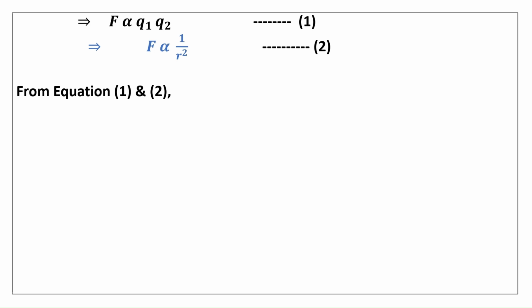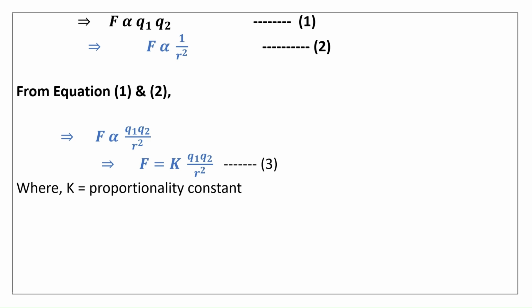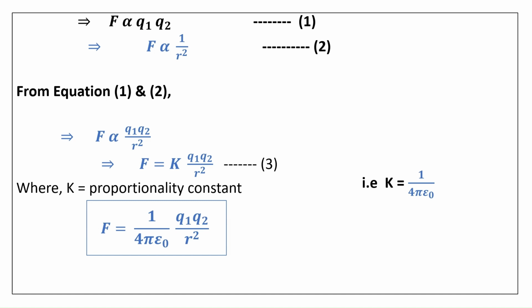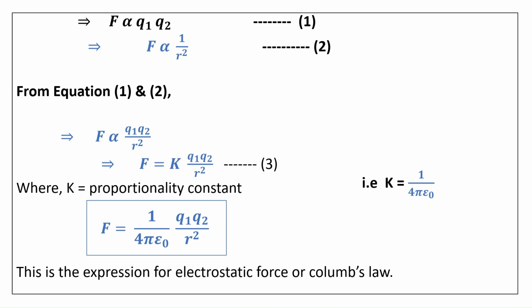From equations 1 and 2, F is proportional to Q1 Q2 by R square. After removing the proportionality, we get F is equal to K into Q1 Q2 by R square, equation 3, where K is the proportionality constant, that is K is equal to 1 by 4 pi epsilon naught. On substituting K in equation 3, we get F is equal to 1 by 4 pi epsilon naught into Q1 Q2 by R square. This is the expression for electrostatic force, or Coulomb's law.